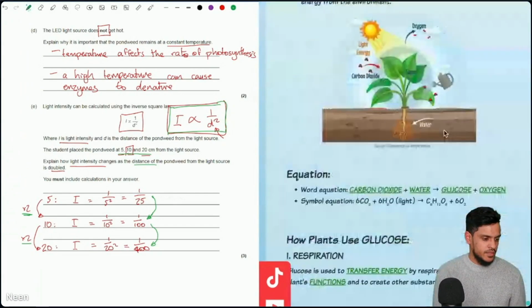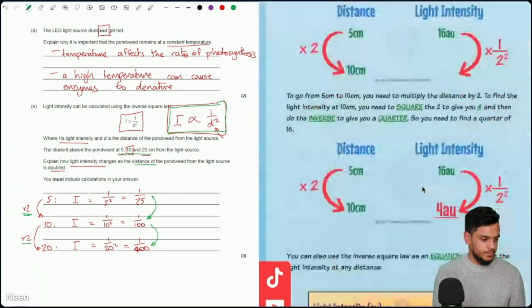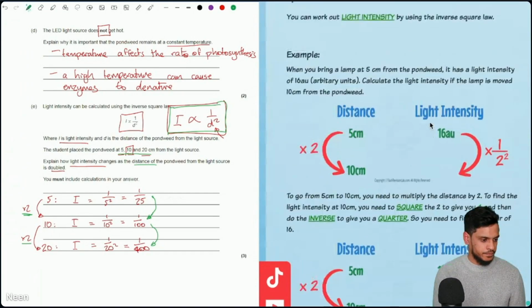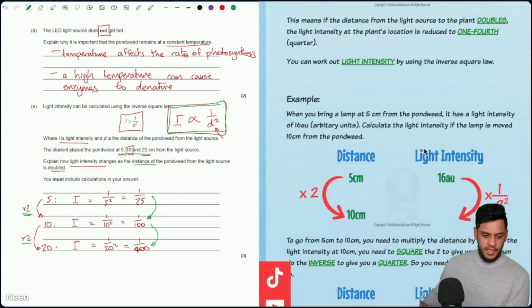So that comes under photosynthesis. I think it's the practical. Yeah, we've got it here. Exactly. Well done. Well done, Rianch. So what's happening here, to get from 1/25 to 1/100, what you're doing is you're making it 4 times smaller.